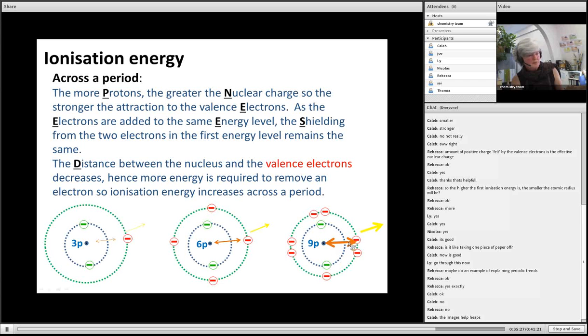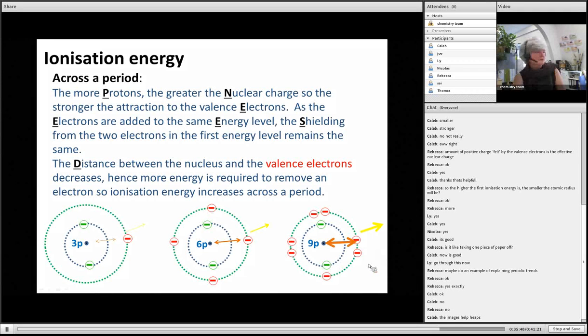So the brown is the attraction between them, so the attraction is getting stronger. But I hope you can see that this is slightly smaller than that. So it contributes to it being harder to remove that valence electron because it's a smaller distance. But you can see it's not such a big thing like the nuclear charge.